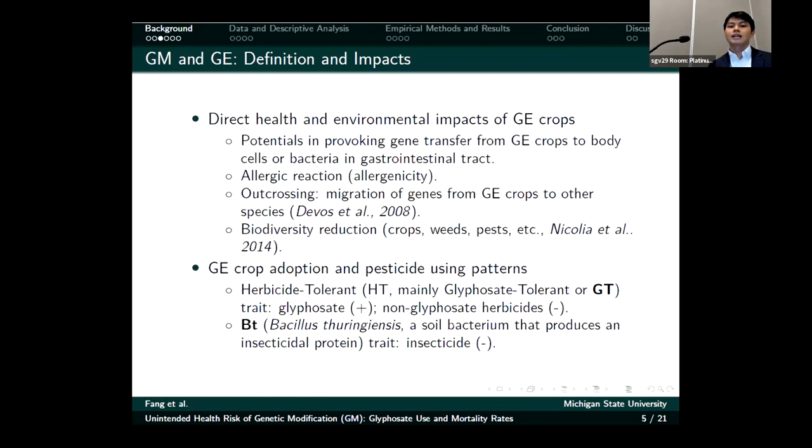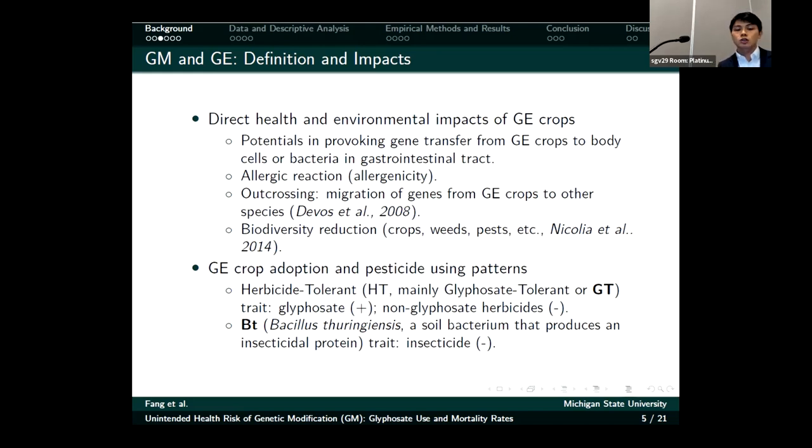So the first one, HT, is mainly the glyphosate tolerant or GT traits. This is associated with the expanding use of glyphosate. However, the substitution between the non-glyphosate herbicide and glyphosate results in a reduction in the use of non-glyphosate herbicide.